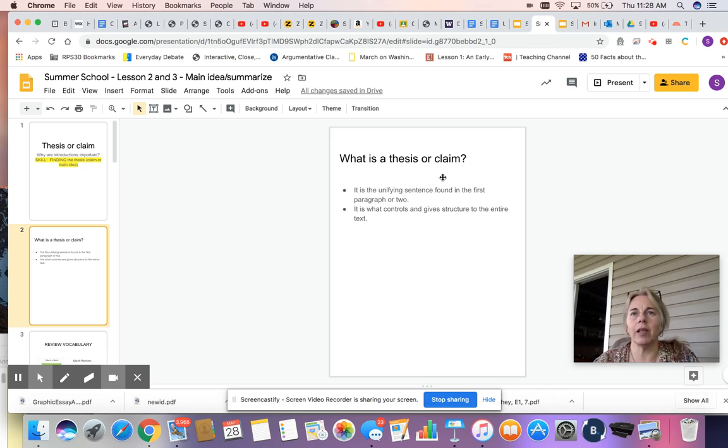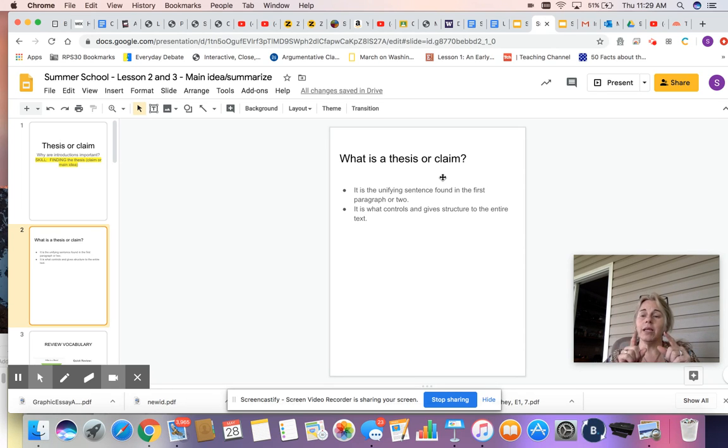The thesis or the claim is usually found in the introduction, and it's found in the introduction for a reason. That's because we want you to know at the very beginning what ideas you need to be looking for. And the thesis is what drives that. It is what unifies or determines the layout or the structure of the text. And it is what we go back to when we are writing to make sure that everything we're including in the text ties in with this main idea.